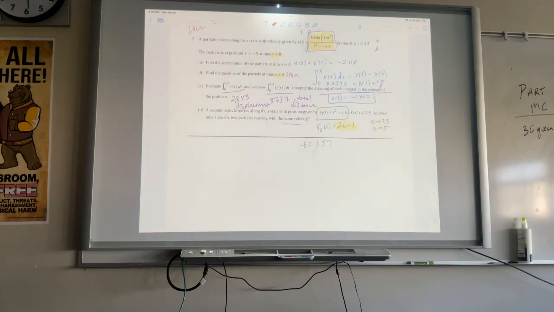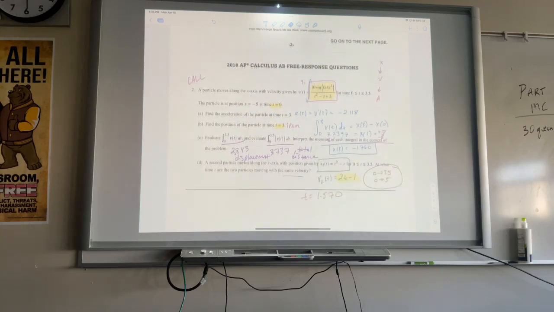Wait, what did you say specifically was that? 0 to 3.5, 0 to 5 looks nicely. It looks like a torch. Basically at time 1.570, they are moving with the same velocity. Okay? Got this one. Okay, are we ready for one last particle motion question? We'll call it good.